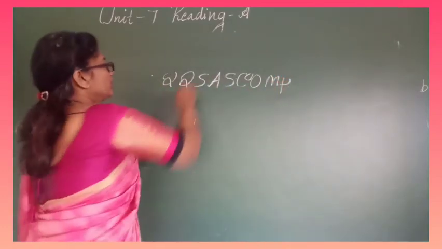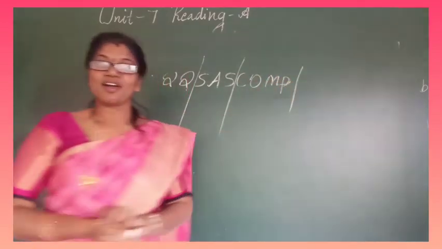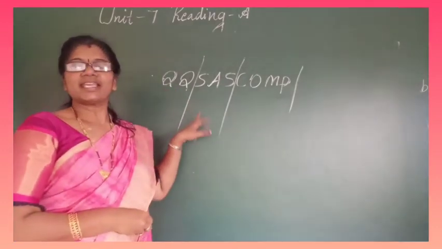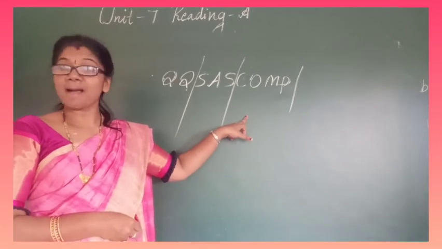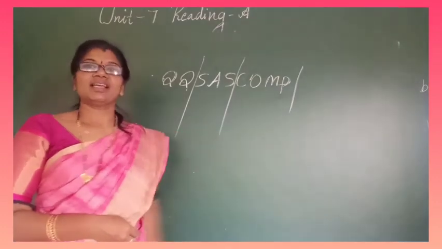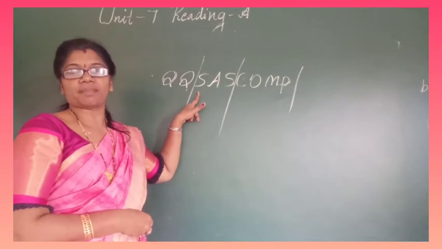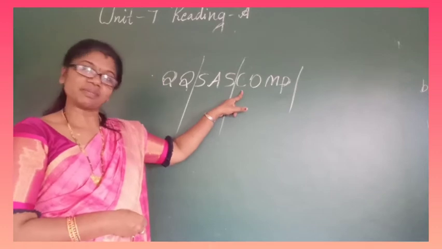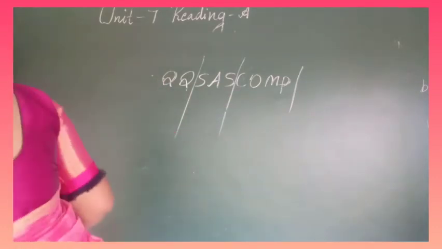Double Q, you should remember double Q, SAS, and computer shortcut, COMP. Very easy. Double Q, that is quantity, quality. SAS: size, age, shape. COMP means color, origin, material, purpose. It's very easy to remember now, right? Now let's go with this.